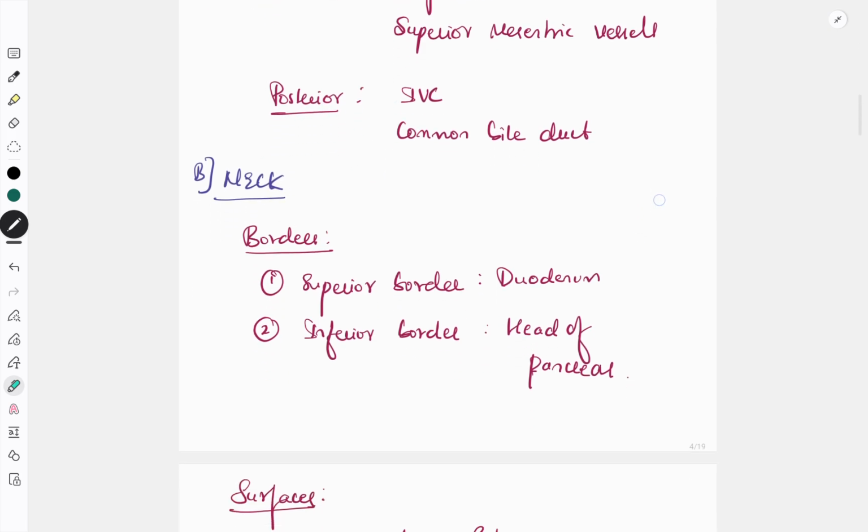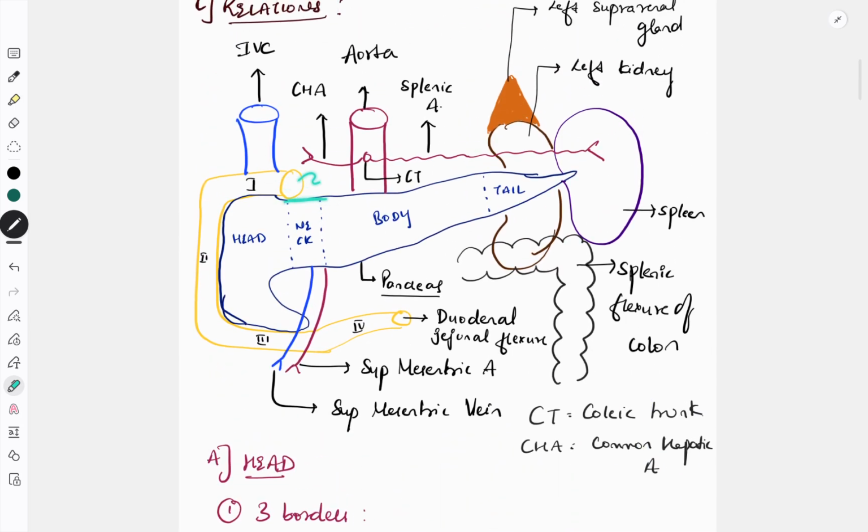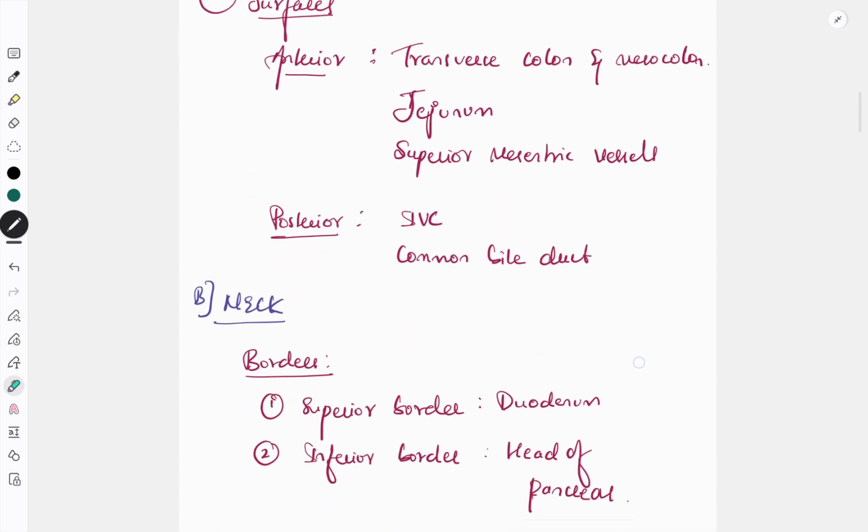Next, moving to the next part of the pancreas, that is the neck. The neck also has borders as well as surfaces. The neck part is like this, right? It has a superior border and an inferior border. The superior border is related to the duodenum. The inferior border is related to the head of the pancreas. Look at this diagram. It comes over here, right? So it is related to the head of the pancreas.